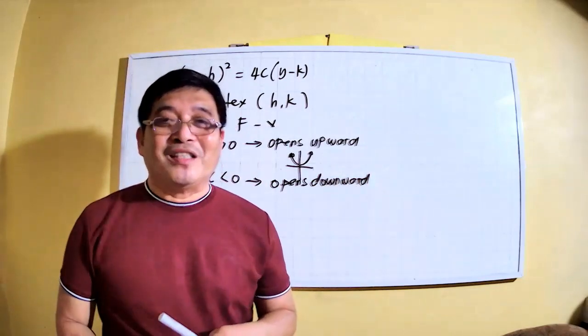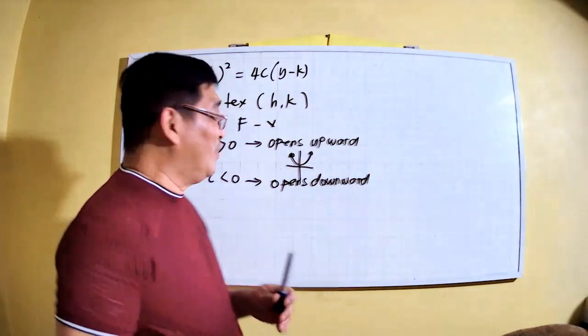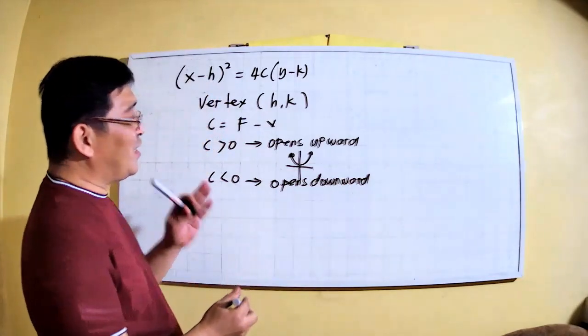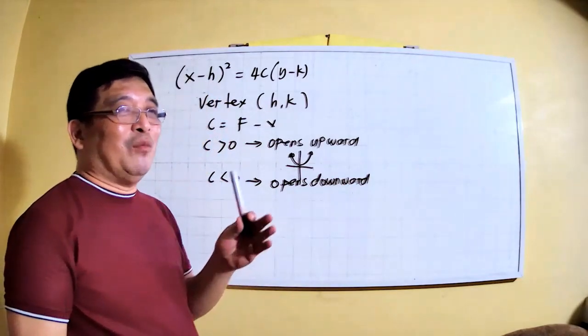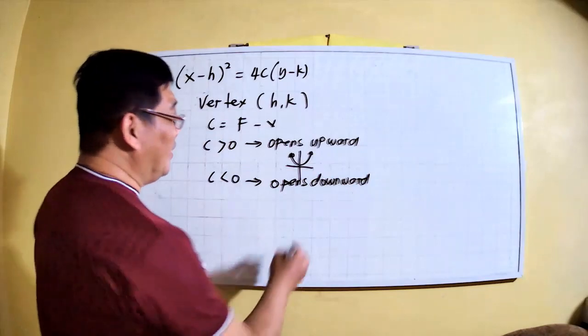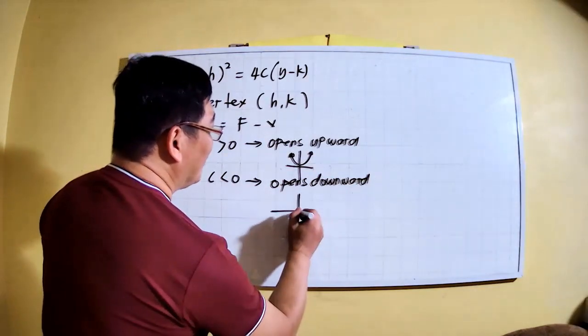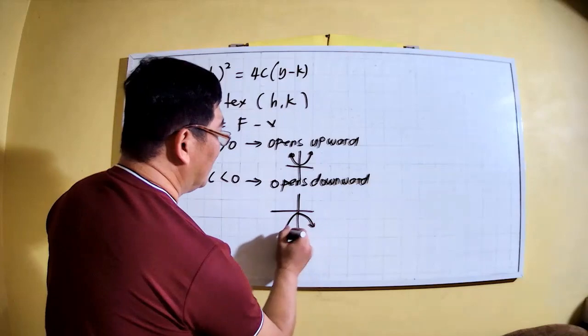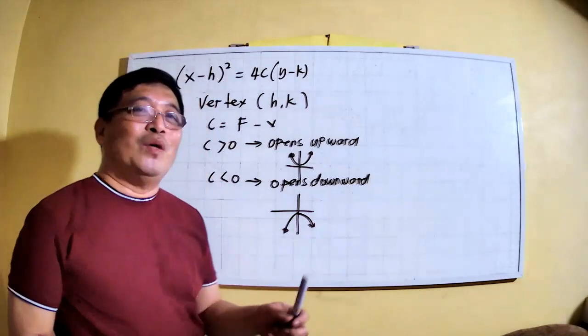How about if C is less than 0? The parabola opens downward. If C is less than 0, for example, negative 1, negative 2, negative 3, the behavior of the graph is like this, opens downward.